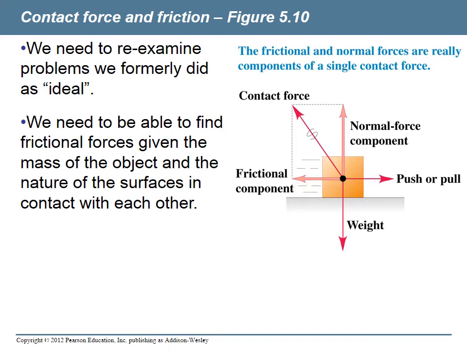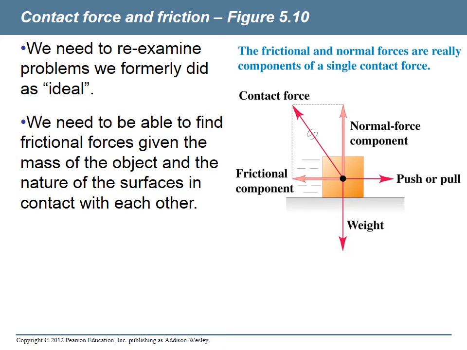So even if this block isn't moving, if I push on it in this direction, friction will still push back. It'll still try to resist the starting of motion. But even after it gets going, friction will still slow it down. And there's actually a couple of different coefficients, we'll call them coefficients of friction, in those two scenarios, which we'll get into a little bit more. But really we have the normal force and the frictional component as essentially two components of one force right here, which we just call the contact force. This is the force of contact between the block and the surface it's sitting on.